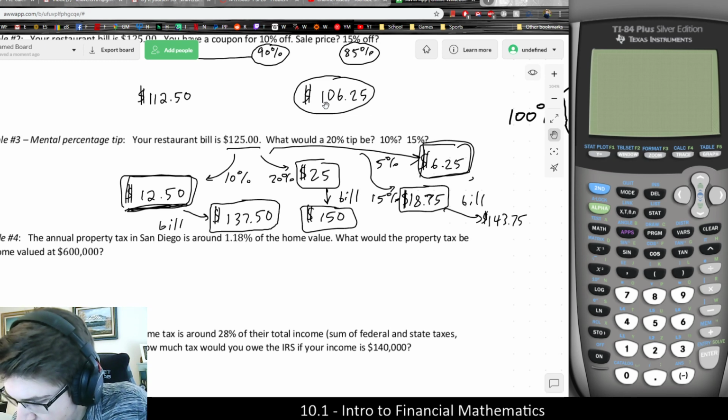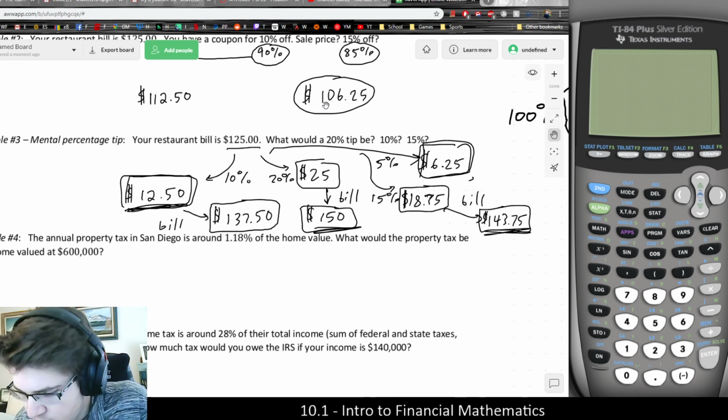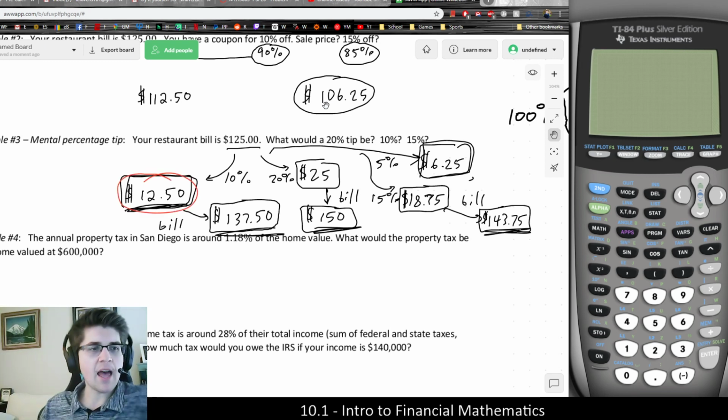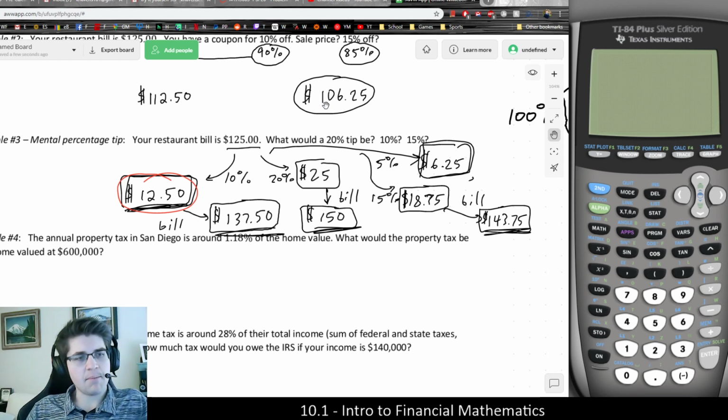And anyways, we can calculate all sorts of different tip thresholds in our head using this trick. So the starting point is 10%, and from there I can figure out 20% and 15% quite easily by these sorts of tricks.